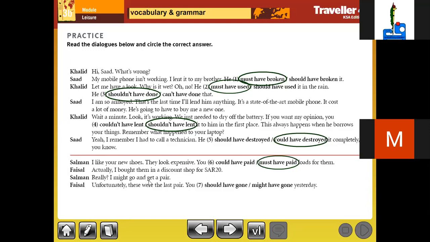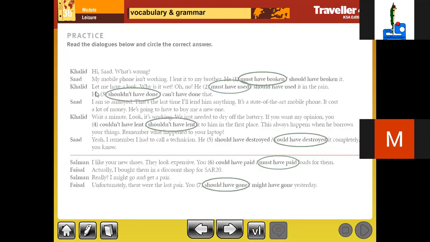Actually, I bought them in a discount shop for SR20. Really, I might go and get a pair. Unfortunately, these were the last pair. You should have gone, or might have gone yesterday. Here, I'm criticizing his behavior, so we use should have gone yesterday.